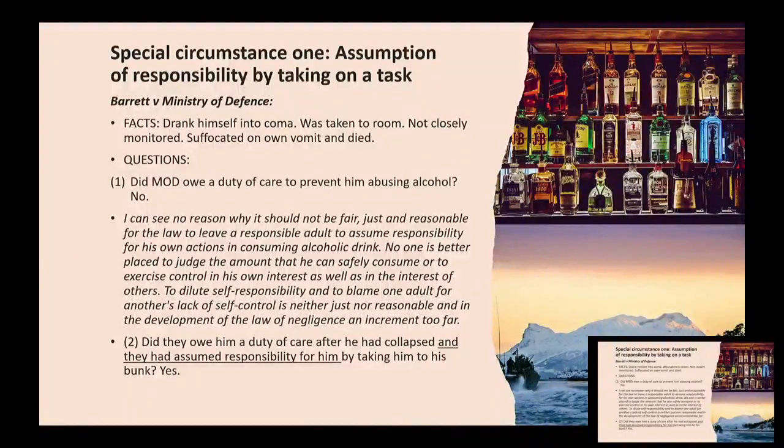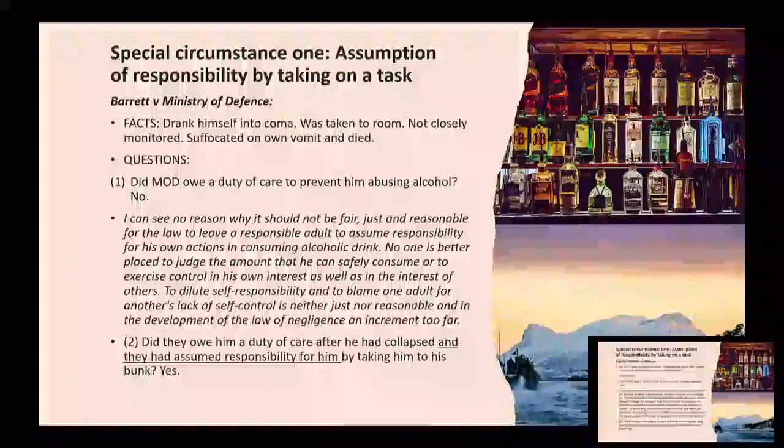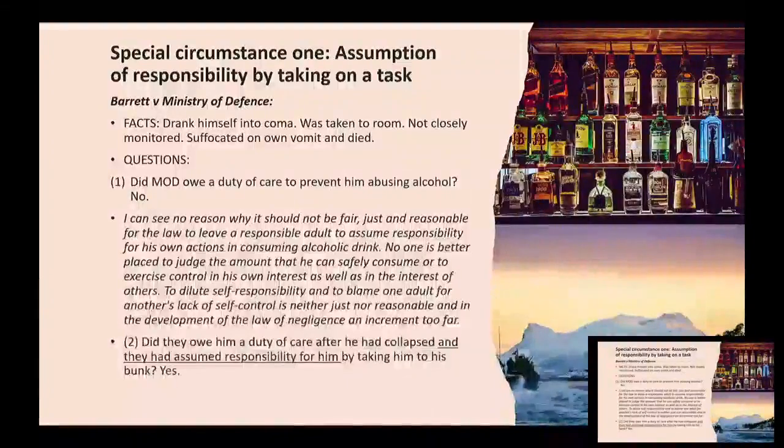There were two questions that the court considered. The first question was, did the Ministry of Defence owe a duty of care to Mr. Barrett to prevent him from abusing alcohol, to prevent him from drinking as much as he did and becoming unconscious through alcohol abuse? I'm just going to read out a bit from Lord Justice Beldam. The key part I've put on this slide. But essentially the answer to this question was no. There was no duty of care owed for this part, okay?